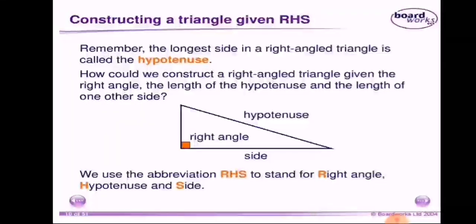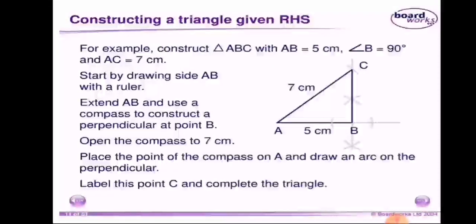Now how to construct the triangle when the right angle, hypotenuse and a side are given. Hypotenuse, I hope you remember, is the longest side of a right angle triangle, which is just opposite to the right angle. Let us see an example. We have to draw a triangle ABC with AB equal to 5 cm, angle B equal to 90 degrees and AC equal to 7 cm.